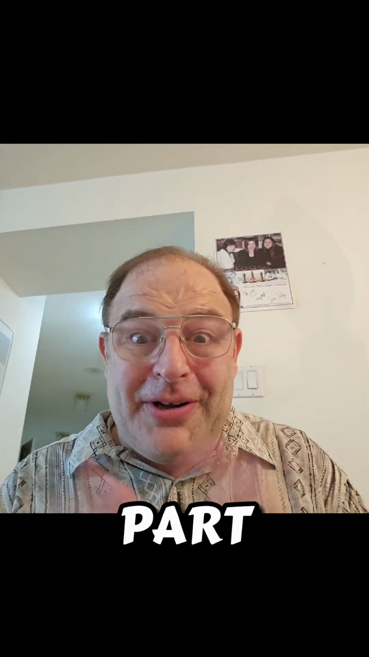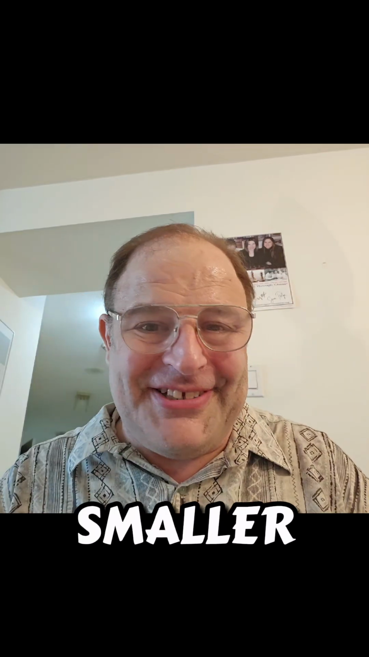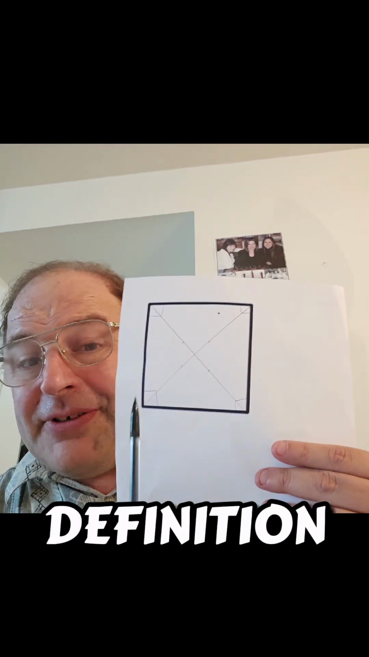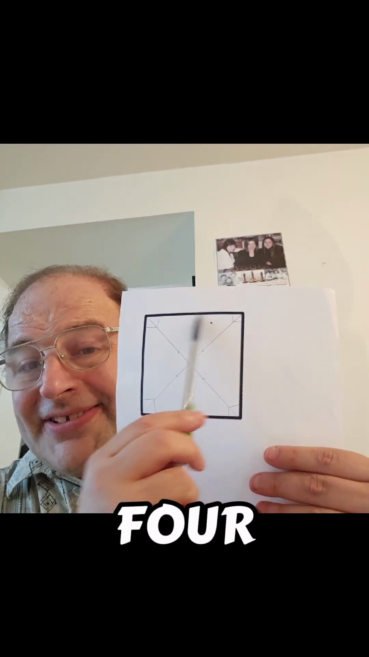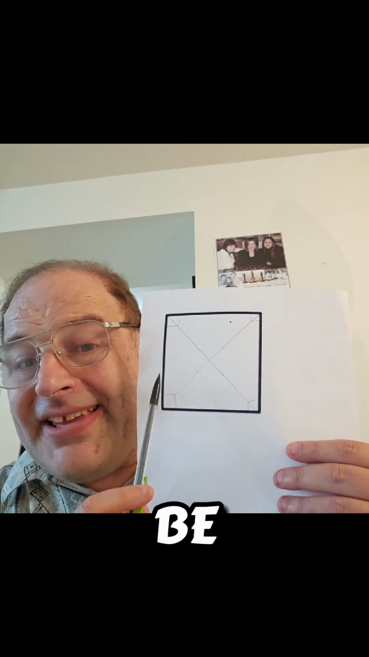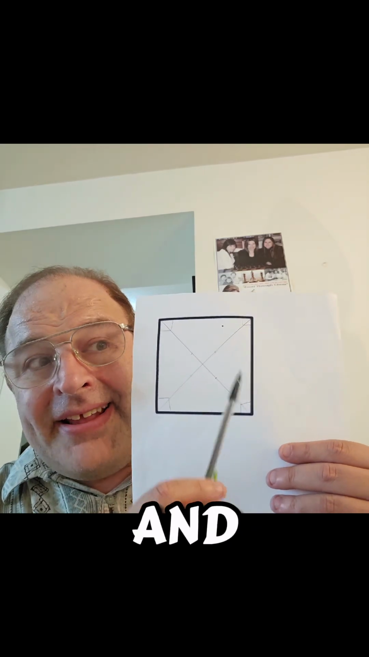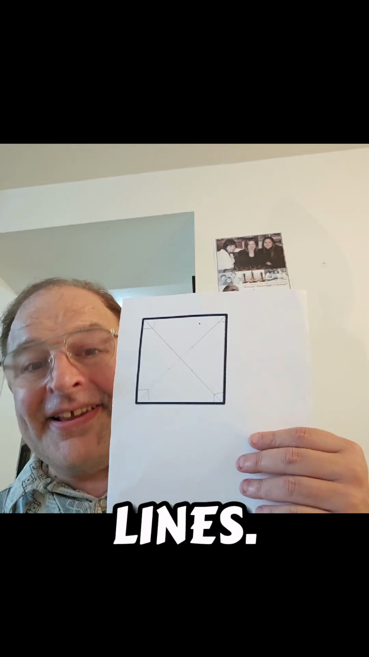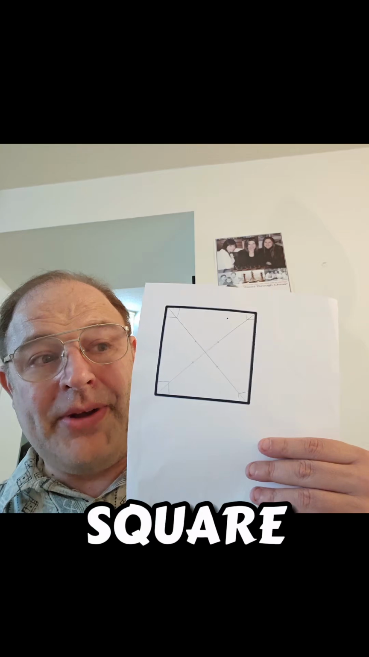I'll make it part one and part two because it's easier in smaller chunks. So let's begin the basics of squares for beginners, part one. This is a square. The definition of a square is four sides making a shape. The four sides have to be equal length and 90 degrees to each other, and of course straight lines. That's the definition of a square.